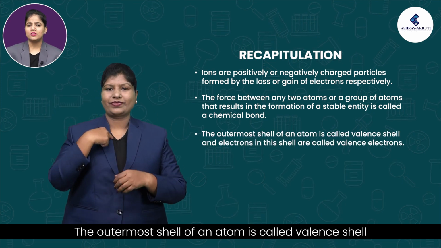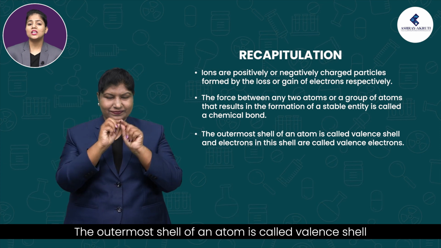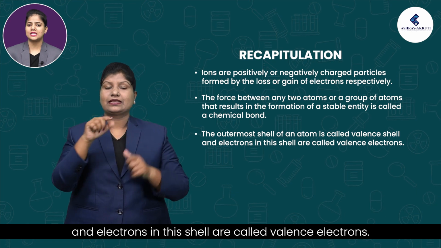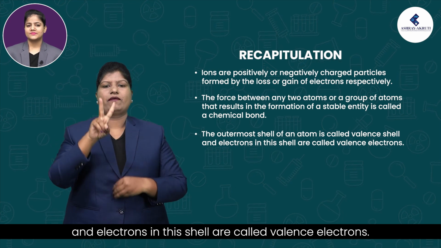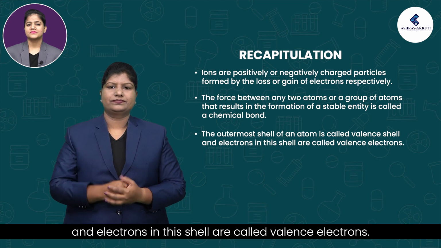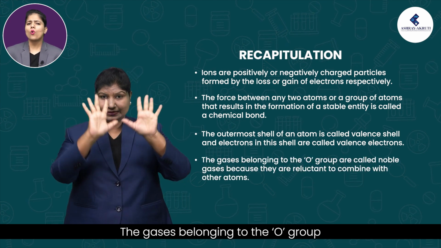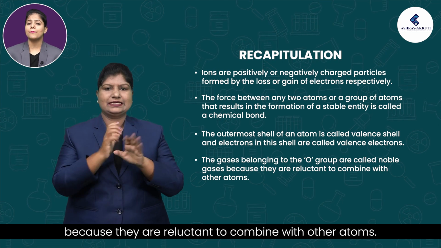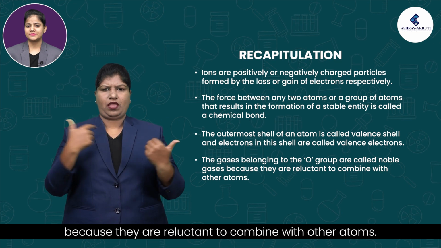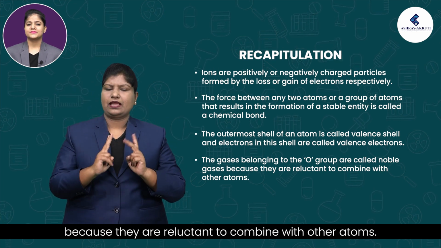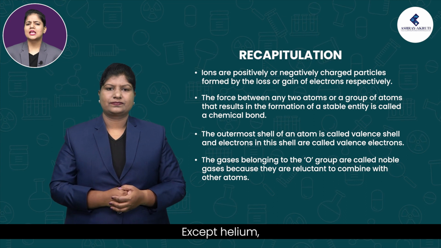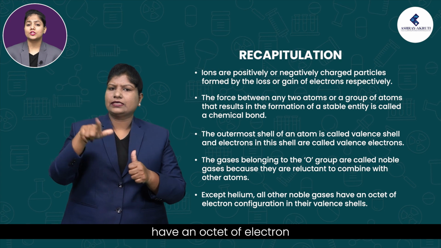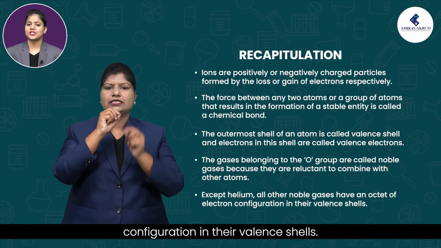The outermost shell of an atom is called the valence shell, and electrons in this shell are called valence electrons. The gases belonging to the zero group are called noble gases because they are reluctant to combine with other atoms. Except helium, all other noble gases have an octet electron configuration in their valence shells.